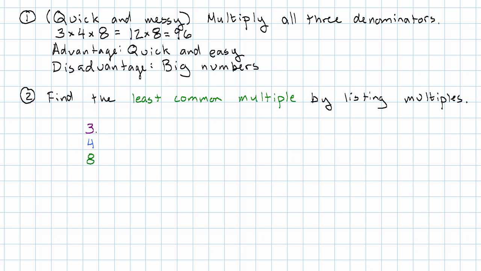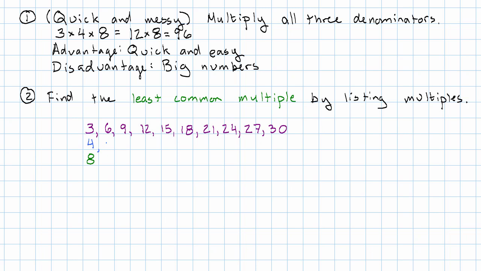Multiples of 3, right? 3 is just 3 times 1, 3 times 2 is 6, 3 times 3 is 9. Notice what we're doing here is just counting by 3's. So 9 and another 3 is 12, 15, 18, 21, 24, 27, 30. I went up to 3 times 10. If we haven't found a common multiple by that point, we should probably consider a different method.